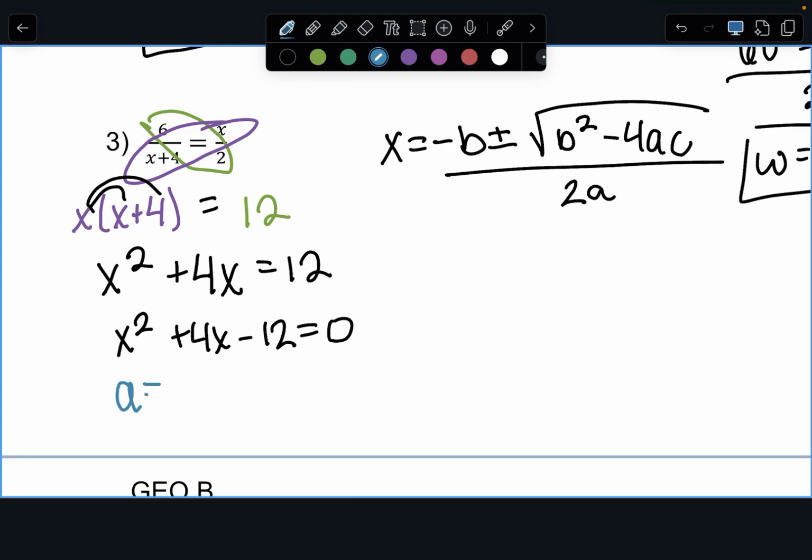Charlie, what's A? A is x squared. No, A's not x squared. A comes from right here. What number is in front of that x squared? 1. What's B? 4. What's C? Negative 12.